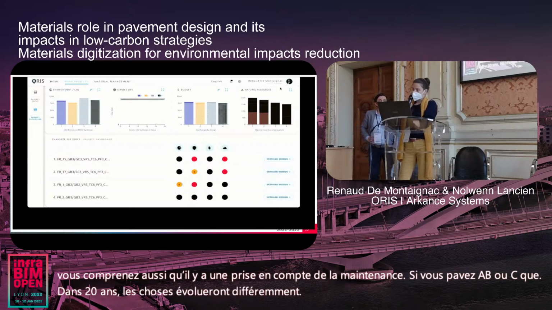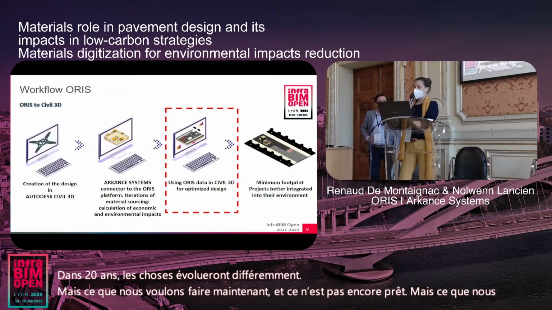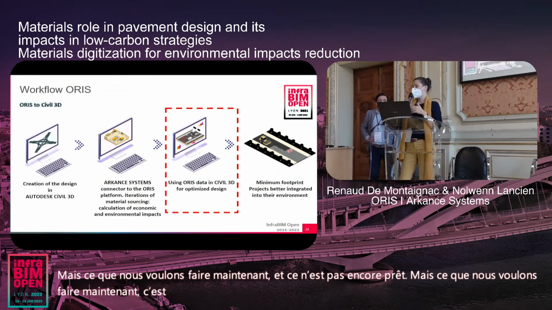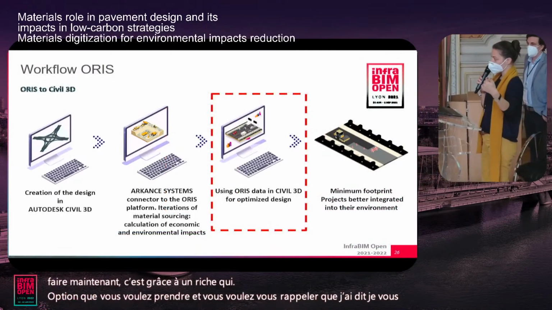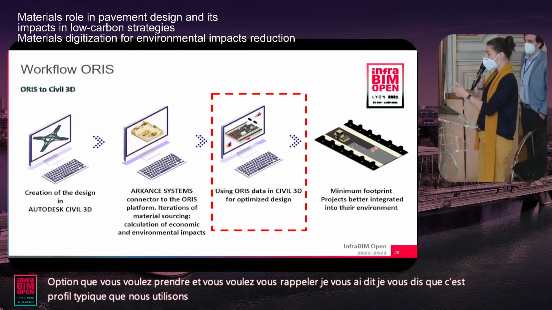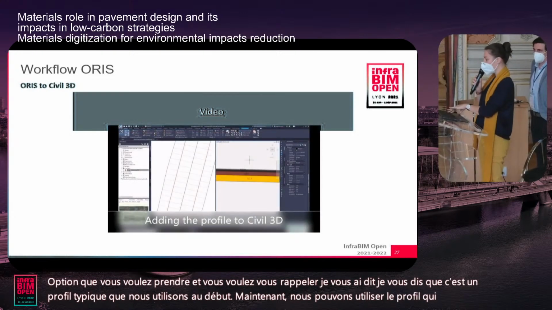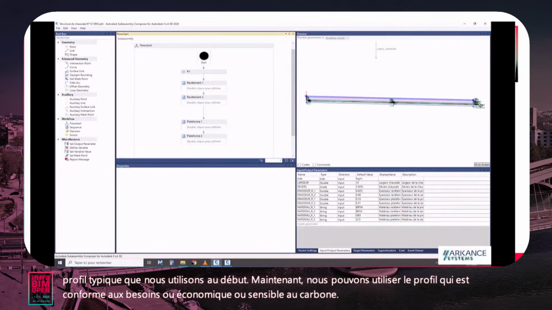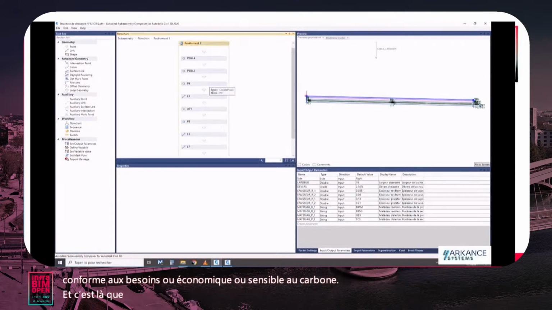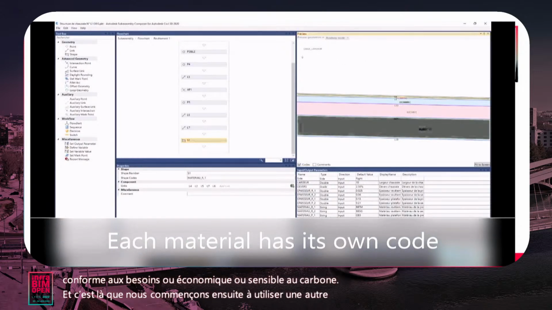But what we want to do now, and it's not yet ready, is that thanks to ORIS, you know which option you want to take, and you remember I told you it's a typical profile that we use at the beginning. Now we can use the profile that is compliant with the needs, or economical, or carbon responsive. And this is where we start to use another part of Civil 3D, which is the subassembly composer.